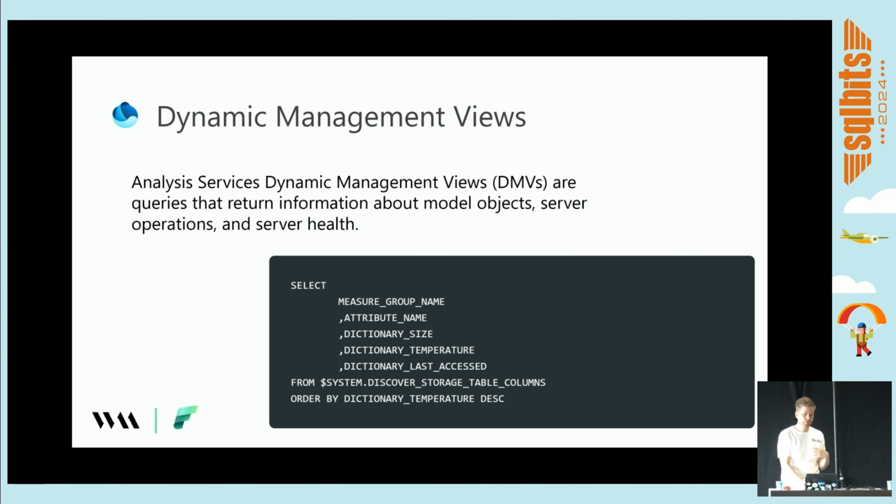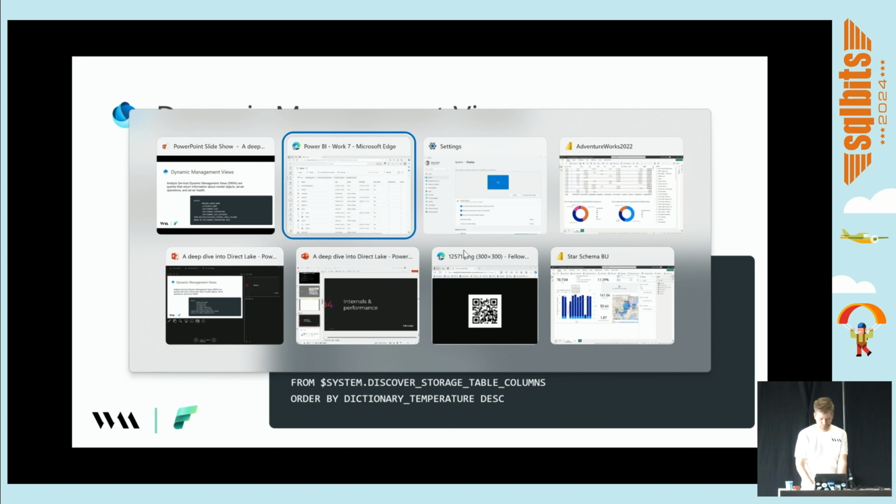So there are things we can see in the metadata of our model. Things that can help us understand what's going on with this caching and how it's happening and all those things. And especially this query for the DMVs is quite interesting. So let's try to run it.